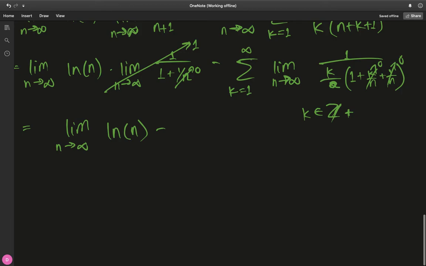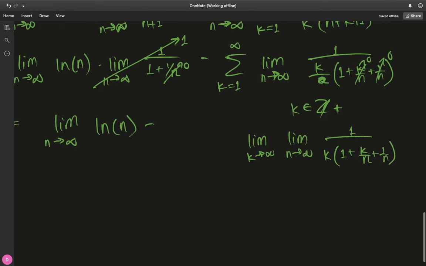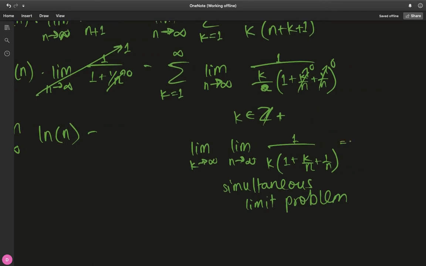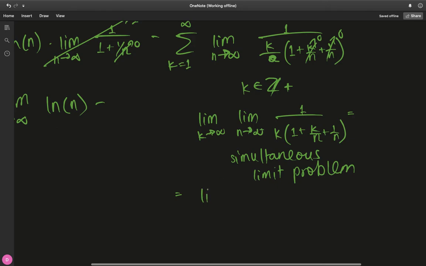But the last term is going to look like the limit as k goes to infinity of the limit as n goes to infinity of 1 over k times 1 plus k over n plus 1 over n. So we have another simultaneous limit problem which I would like to do heuristically. Notice that since we have two k's over here, firstly let's just rewrite this quickly. We don't need those divided by n now. Just for this, we have the limit as k goes to infinity and the limit as n goes to infinity of n over k times n plus k plus 1.